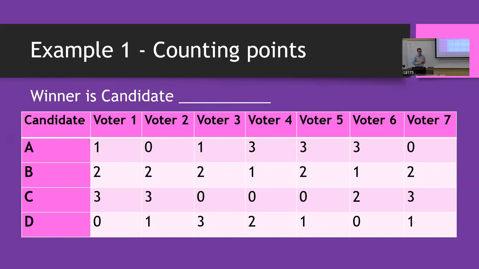If I'm using the counting points method, I simply add up all of these numbers for A. Notice 1 plus 0 plus 1 plus 3 plus 3 plus 3 plus 0. Add up all of those, and you should get an 11. So A in total has 11 points. B in total, 2 plus 2 plus 2 plus 1 plus 2 plus 1 plus 2. B actually has 12 points.